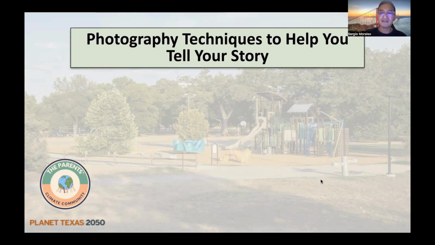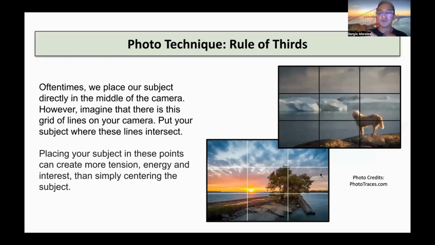So now moving on to our very first photography technique. It is called the rule of thirds. Oftentimes when we take a picture, we place the subject directly in the middle of the camera, but according to the rule of thirds, you do not necessarily have to do that. Instead, imagine that there is a grid of lines in your camera.